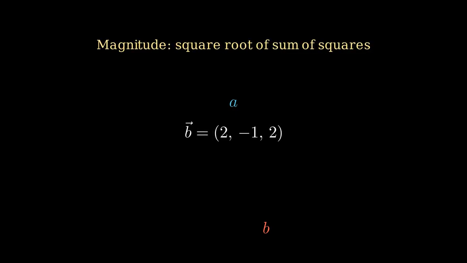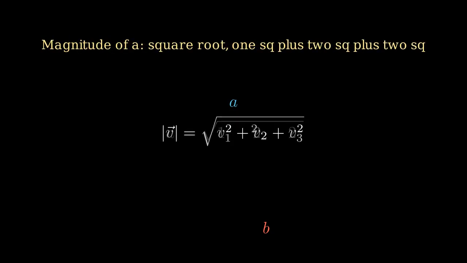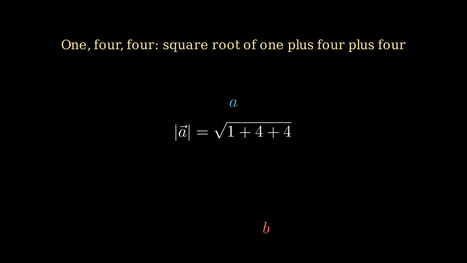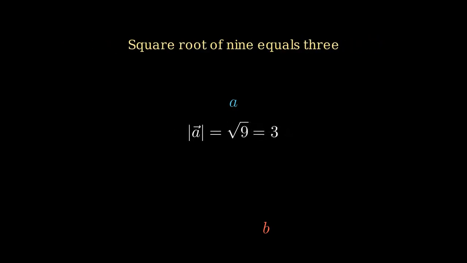To find the magnitude of a vector, we take the square root of the sum of the squares of its components. For vector A, that means the magnitude of A equals the square root of 1 squared plus 2 squared plus 2 squared. 1 squared is 1, 2 squared is 4, and 2 squared is 4 again, so we get the square root of 1 plus 4 plus 4. 1 plus 4 plus 4 equals 9, so the magnitude of A equals the square root of 9, which equals 3.